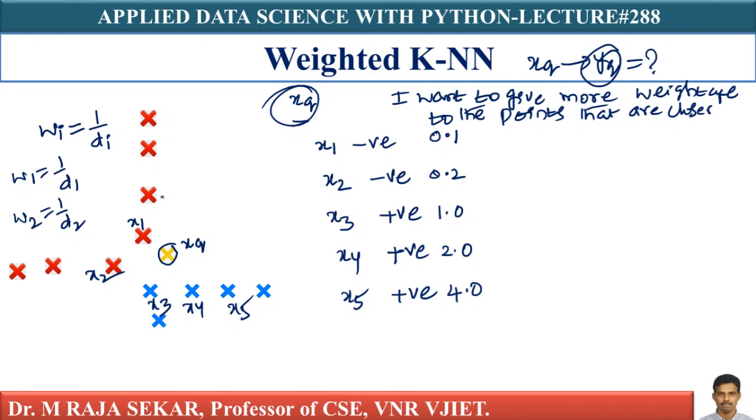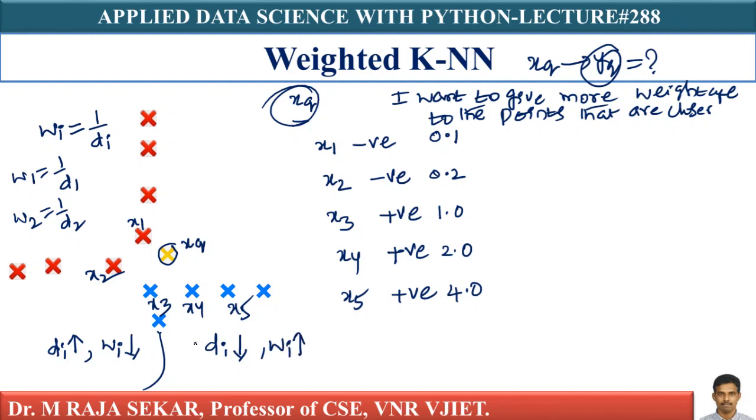This is one way of giving a weight. This is one way. There are many ways. We will learn many more ways throughout machine learning. If I say this, what happens? As my distance Di increases, my weight Wi decreases, isn't it? Otherwise I can say, as my distance Di decreases, my weight Wi increases.